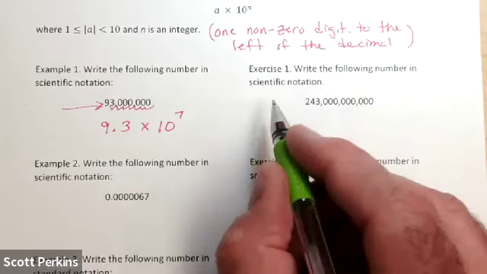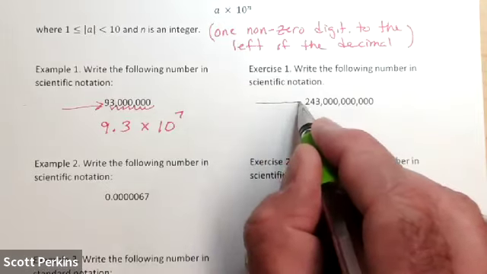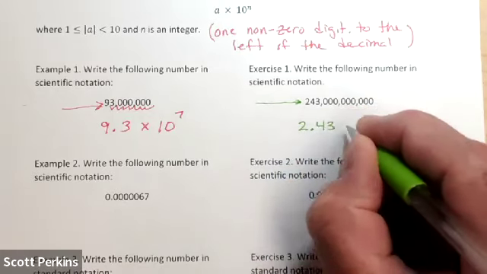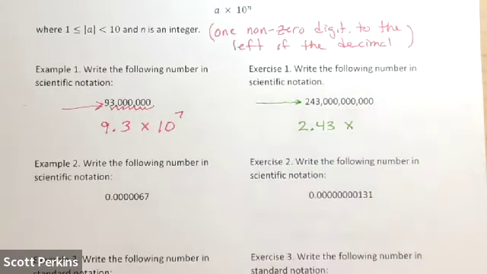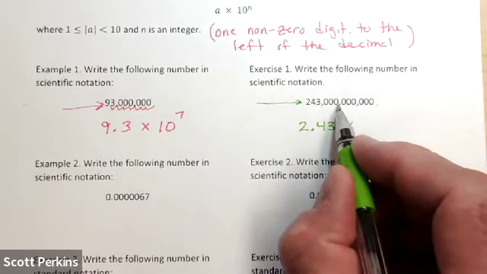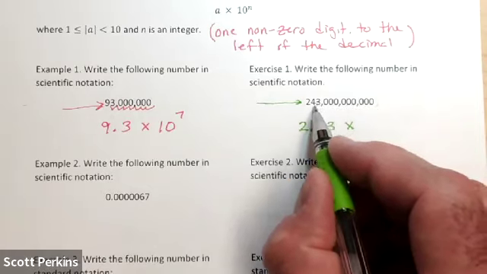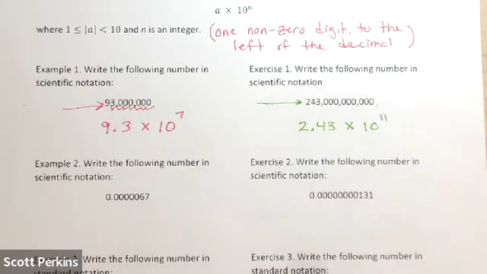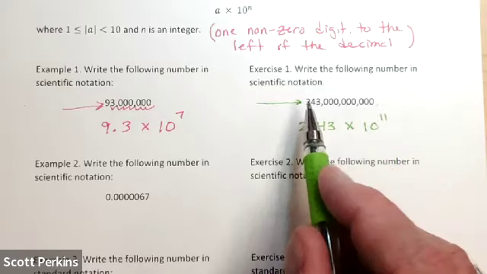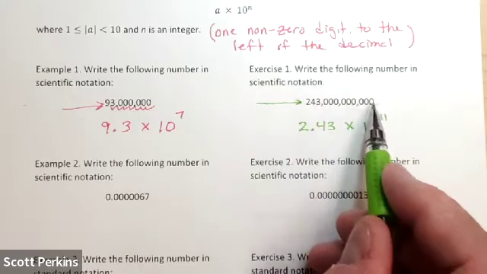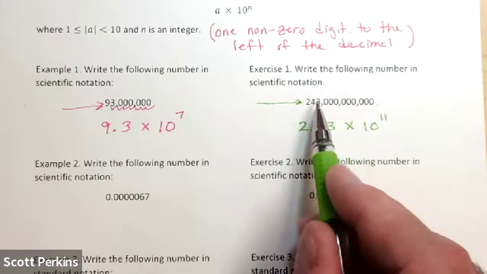All right, so again, the first non-zero digit is 2, so it's going to be 2.43 times. And how many powers of 10? I've got 1, 2, 3, 4, 5, 6, 7, 8, 9, 10, 11. So 11 powers of 10. Now notice, when I move my decimal to the left, I'm increasing the powers of 10. We're going up.